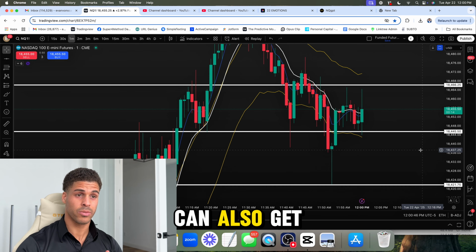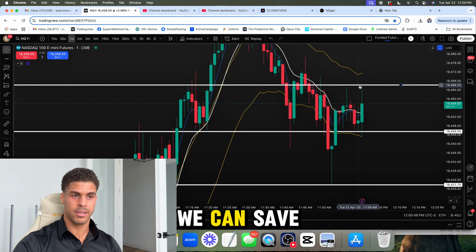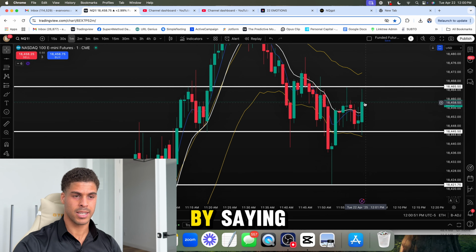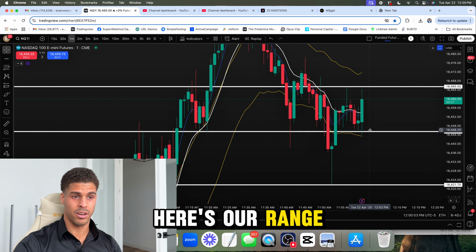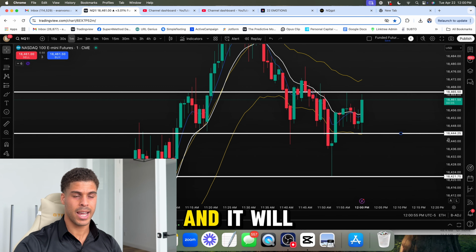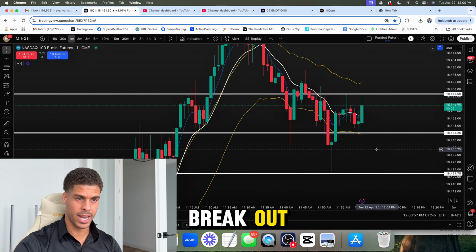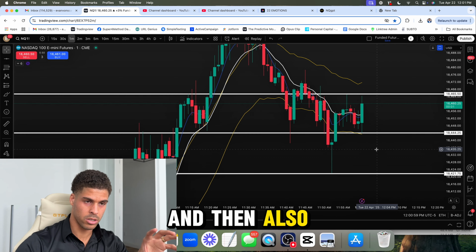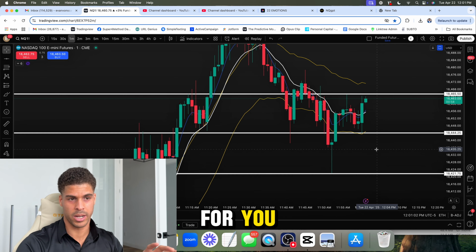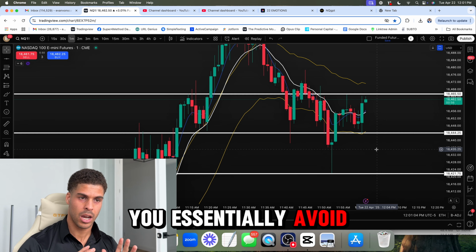Sometimes the system can also get confused. But the way we can save it, or at least help ourselves, is by saying, all right, well, here's our range. No trade until price breaks out. And it will break out. And when it does break out, your system will be there to complement you and also signal the right trade for you. So that's how you essentially avoid choppiness.